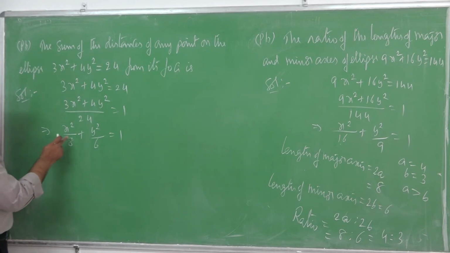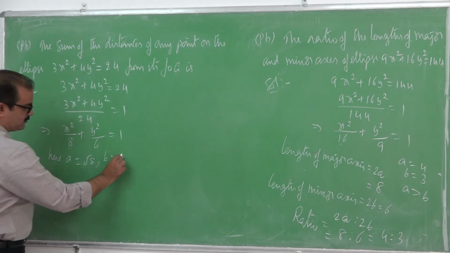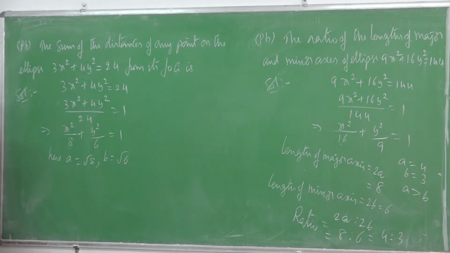It is in the form of x square by a square plus y square by b square is equal to 1. What is a square here? 8. B square is 6. So a is equal to root 8 and b is equal to root 6. Find the sum of the distances of any point on the ellipse from its foci.